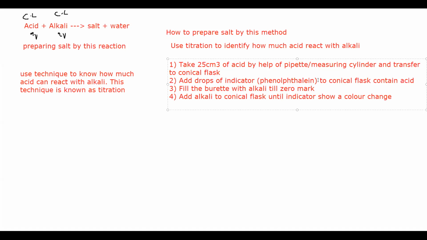Add drops of indicator or phenolphthalein to the conical flask containing acid. Then fill the burette with an alkali till the 0 mark. Add alkali to the conical flask until the indicator shows a color change. Then record the volume of acid and alkali reacted. As we know, 25 cm cube of acid was there, and we note how much alkali reacted.